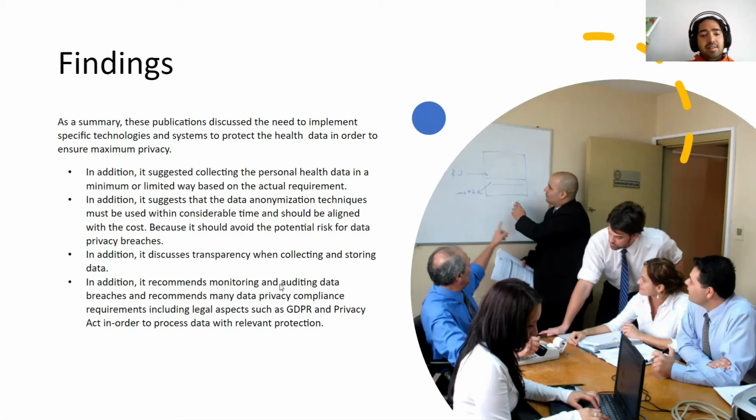And additionally, it recommends monitoring and auditing data breaches and recommends many data privacy compliance requirements, including legal aspects such as the GDPR. It's a data protection law that goes with the European region. As well as in Australia, there's a Privacy Act. Some of the articles mention these legal aspects as well, and they recommend establishing them in order to make sure there are proper ethical solutions to maintain the privacy of data.